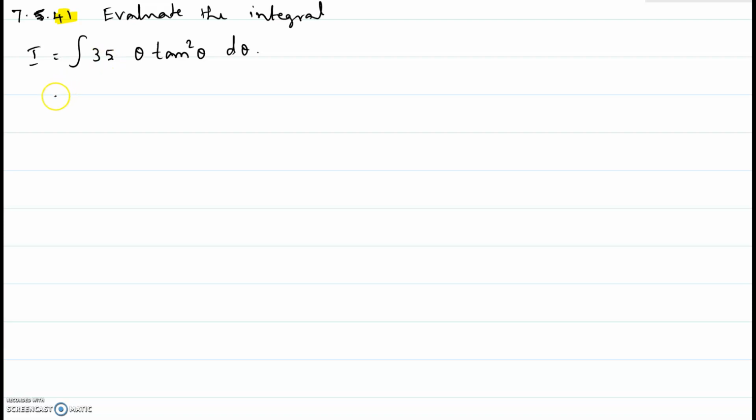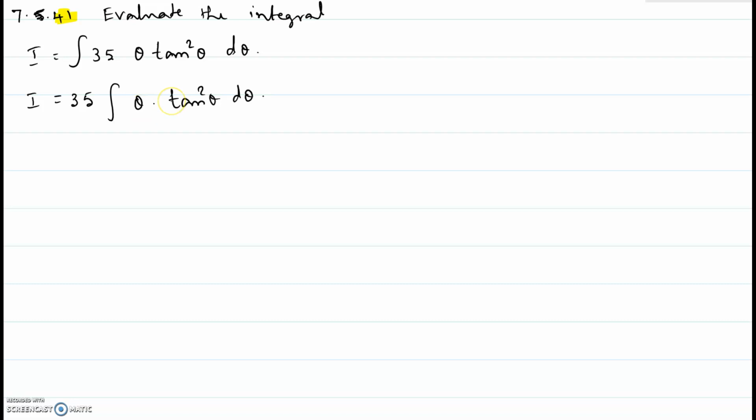This has a 35 in the integral, which is a constant. So we will take the 35 out and write it as theta times tan squared theta d theta. This section is all about strategy. So we are determining what kind of integration we can do, what technique we can apply in this problem.